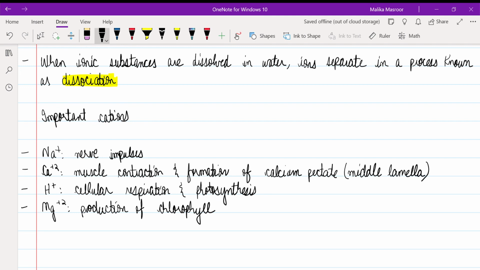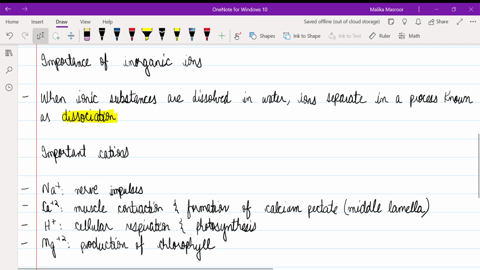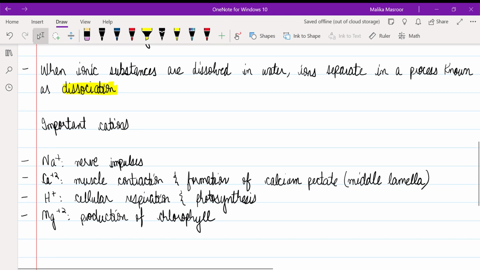Alright, so see how your ions are very important in the body, and if they do not dissociate from ionic substances, then we won't be having your important cations and anions present in the body, and our main important functions won't be able to work. Your nerve impulses won't be able to transfer, your muscle contraction won't be able to take place, and respiration, that is your most vital job, all of them won't be able to work.